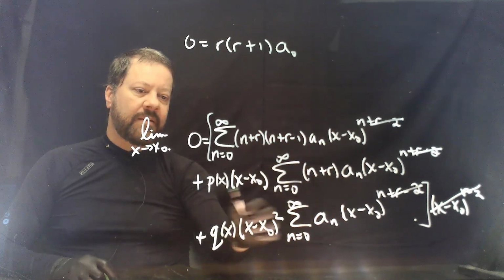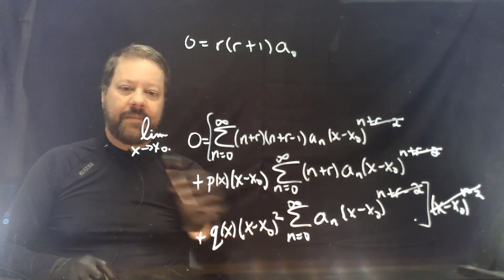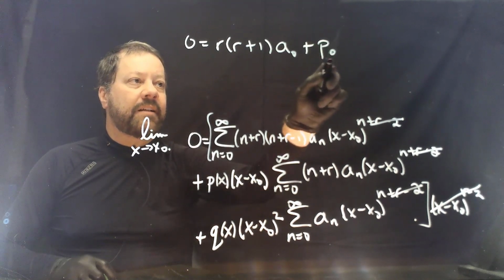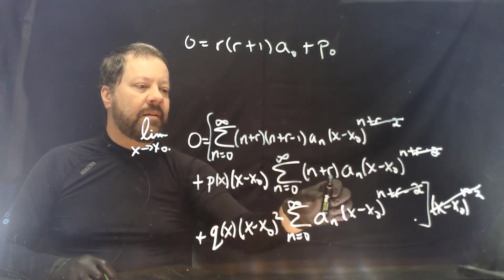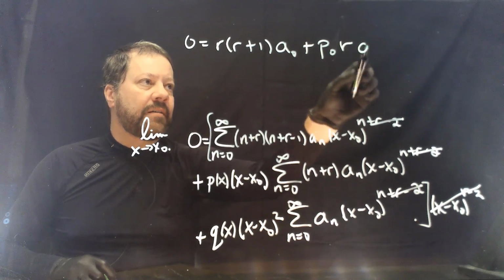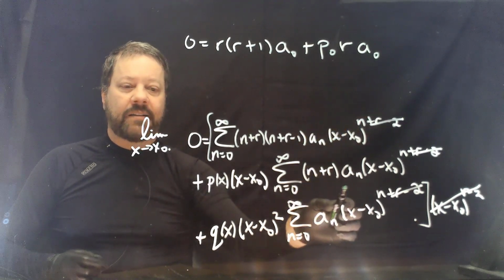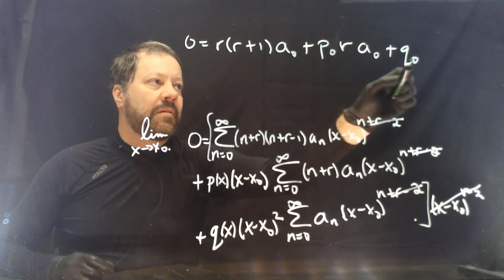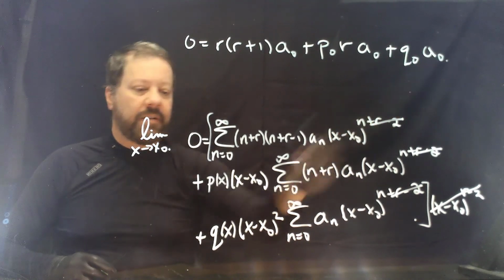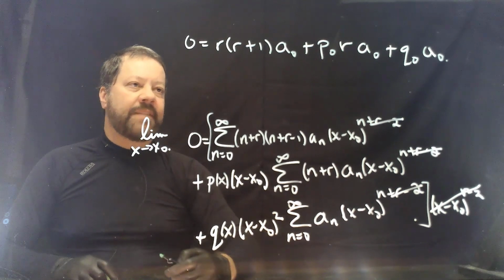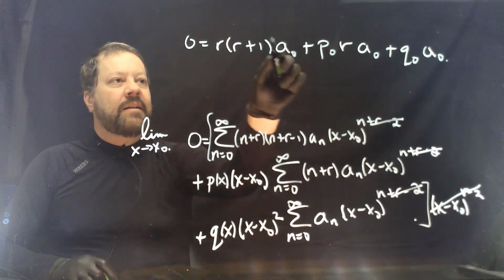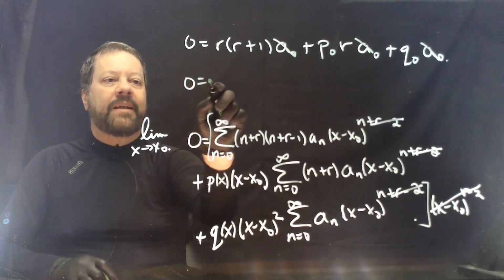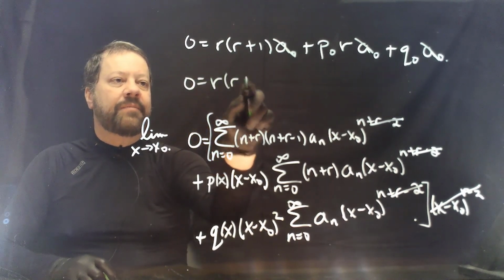On the next term, if you take the limit as x goes to x naught of this factor out front, you'll get the constant p naught. You'll have left over this r and an a naught. And on the last term, you'll have q naught times a naught. As you can see, this a naught can be factored off, and we get what is called the Indicial Equation.